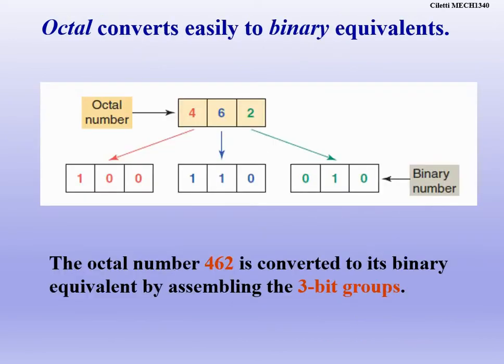Now, we can convert octal to binary a little bit easier just using the table. If we have this octal number 4, 6, 2, the number 2 is 0, 1, 0 in binary. 1, 1, 0 is the number 6 in binary, and 1, 0, 0 is the number 4 in binary, and then we can stick all those together.